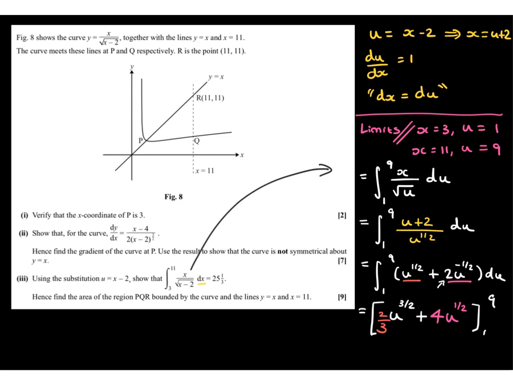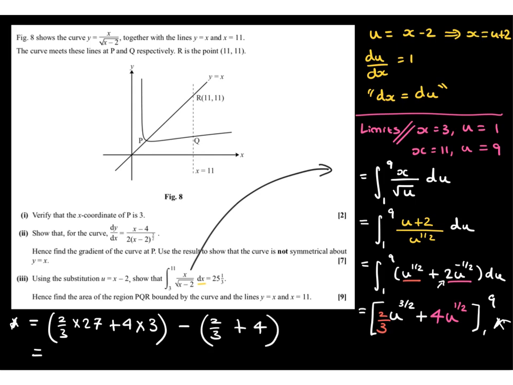Now let's substitute in the limits, and we will see that we get 2/3. Now 9 to the power of a half is 3, 3 to the power of 3 is 27. And then we have 4 multiplied by 9 to the power of a half, which is 3. And then when we substitute in our lower limits, that's easier because 1 to the power of anything is just 1. And then simplifying this gives us the required answer of 25 and a third.